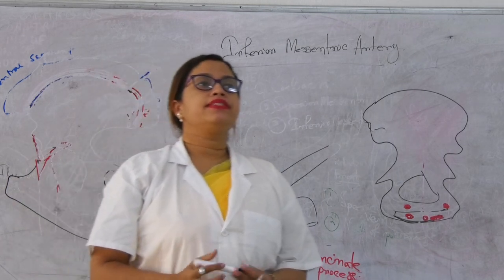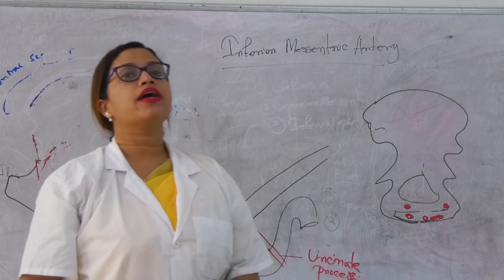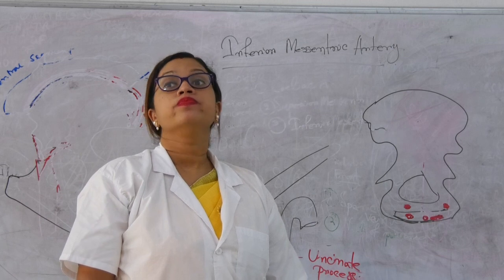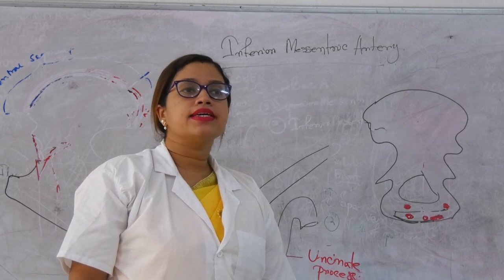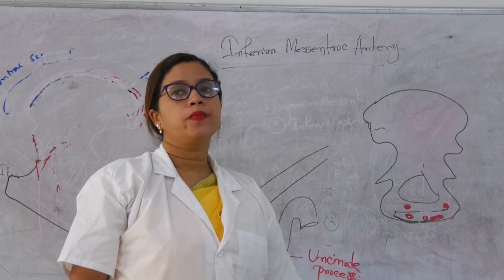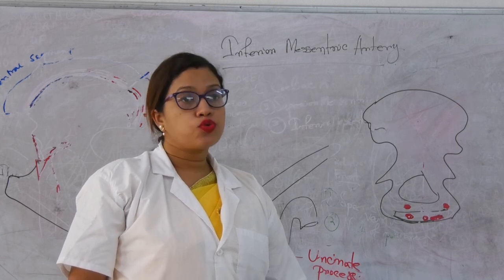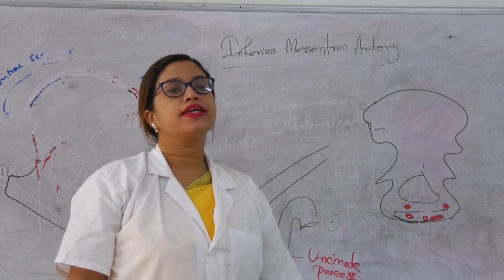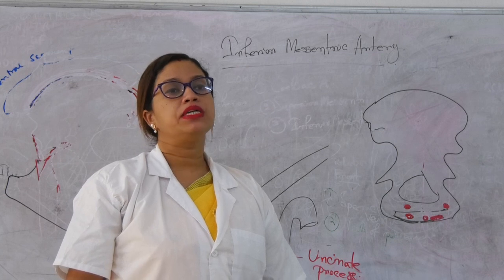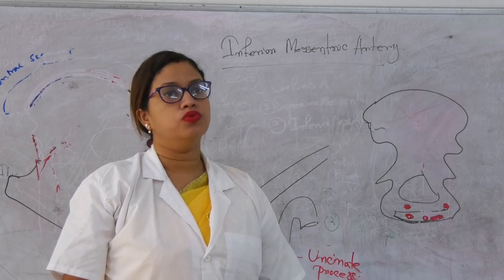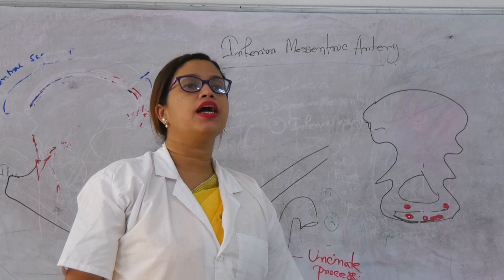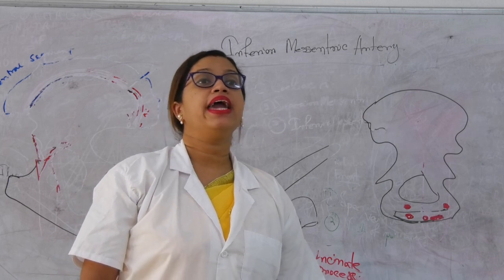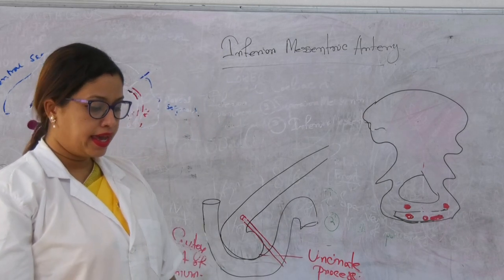So who would be saying from where the celiac trunk arises? Celiac trunk arises at which vertebral level? T12. Then superior mesenteric artery, between L1 and L2. Okay, and inferior mesenteric artery, write it down. It is from the L3.